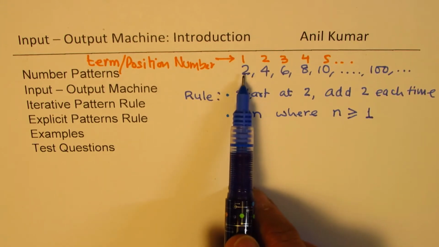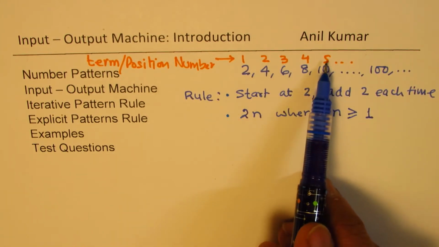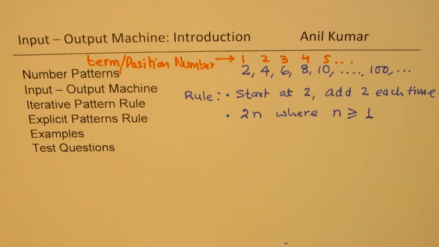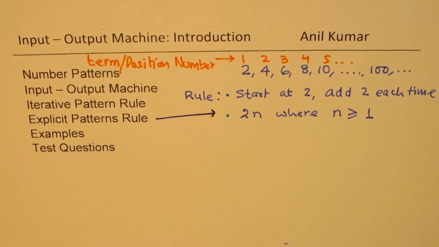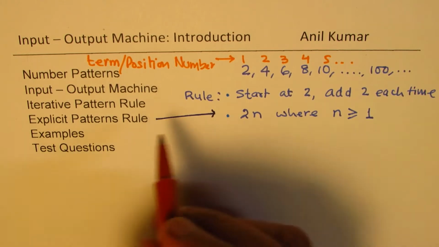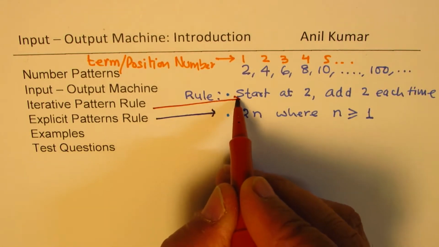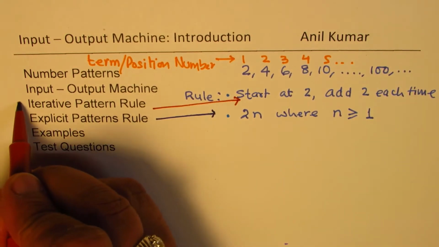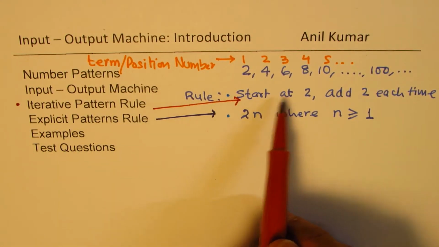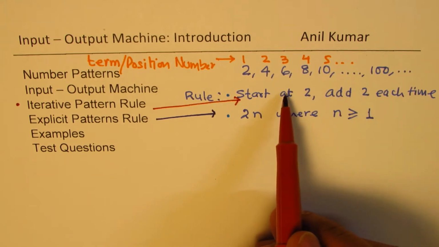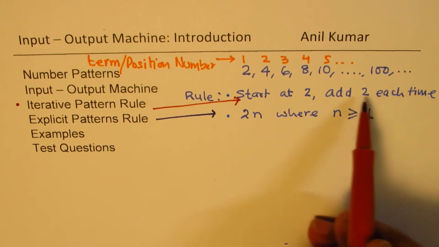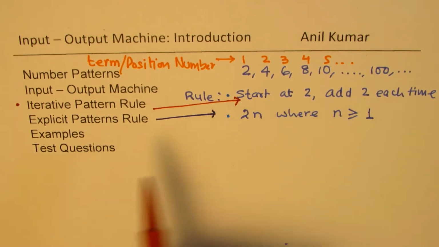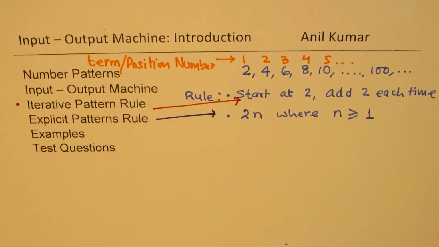So if n is 1, we get 2. If n is 3, we get 6. And if n is 5, we get 10. Now this kind of rule, which I just talked about, is called an explicit rule. And the first rule which we wrote is an iterative rule. The iterative pattern rules are rules where we know the next from the previous, right? Start at 2, we know the beginning, and then add 2 each time. So repeat the operation. Do you understand? So that becomes an iterative pattern.